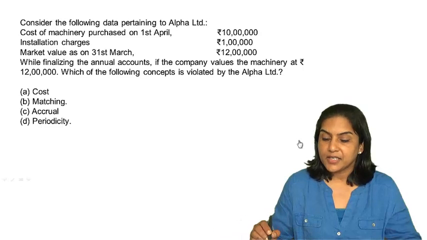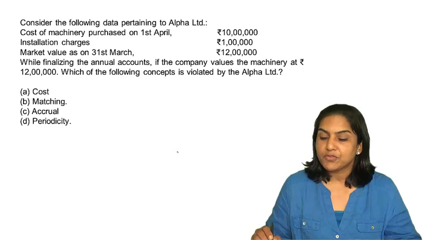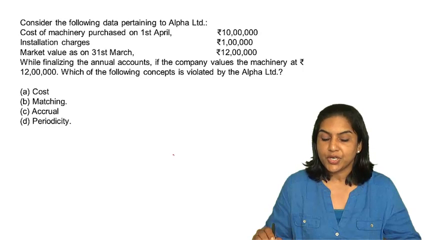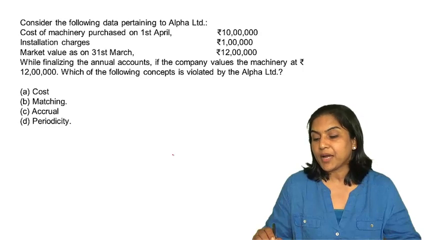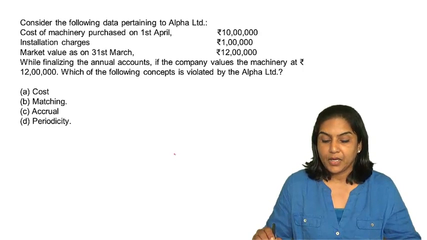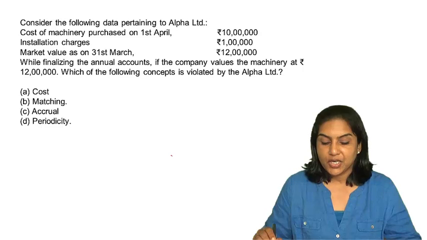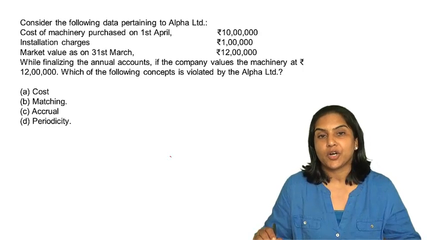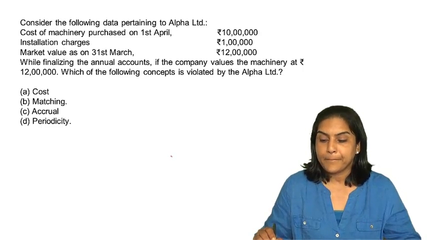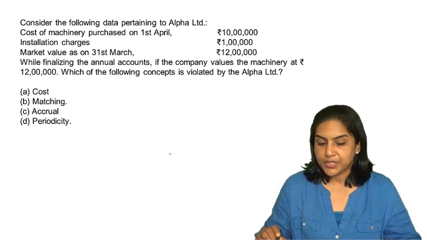Next, consider the following data pertaining to Alpha Limited. Cost of machinery 10 lakh, purchased on 1st April. Installation charges 1 lakh. Market value 12 lakh. While finalizing the annual accounts, if the company values the machinery at rupees 12 lakh, which of the following concepts is violated by Alpha Limited? A, cost, B, matching, C, accrual, and D, periodicity. How would you value it?